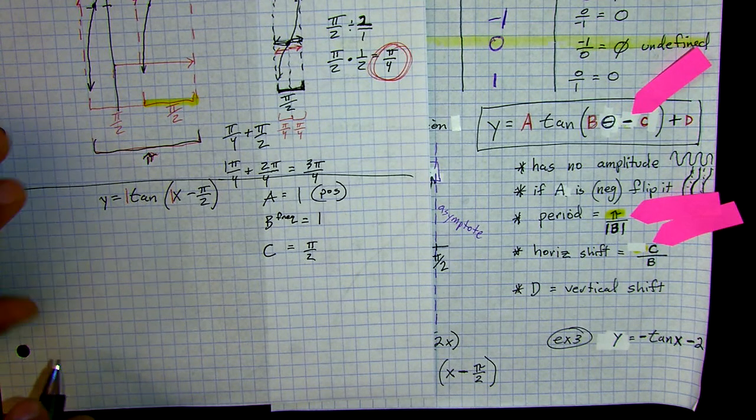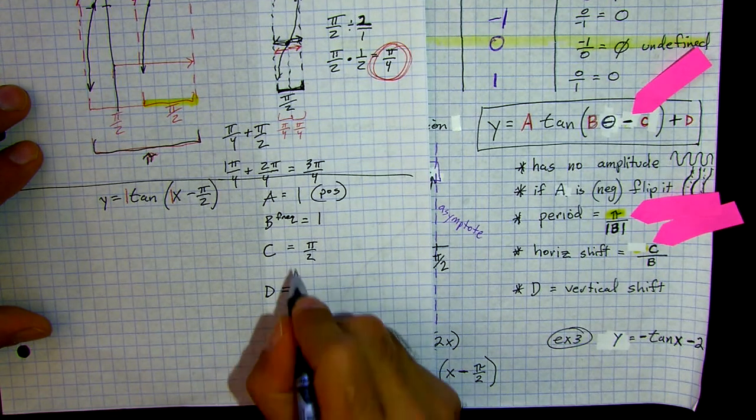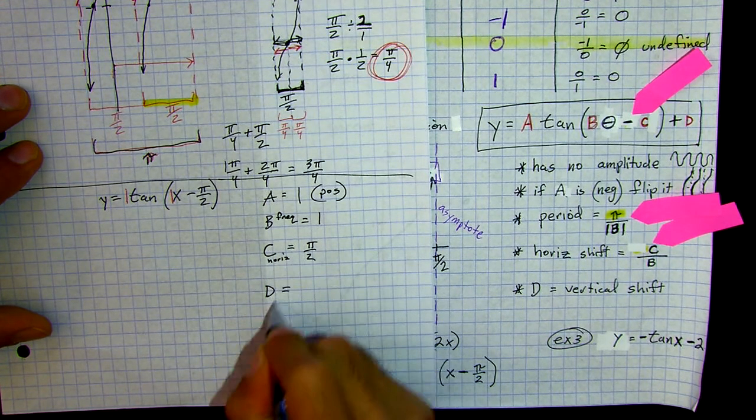Okay. Let's see about D. Do we have any horizontal shift? Or excuse me, vertical shift. So this is the horizontal shift. This is vertical.